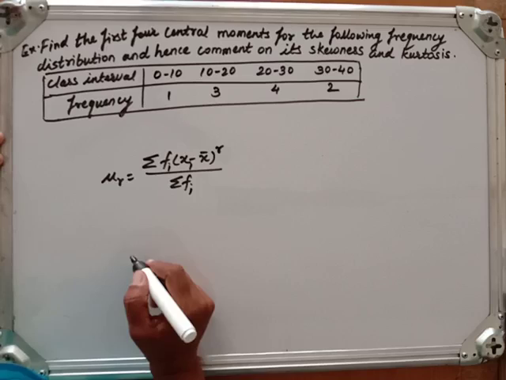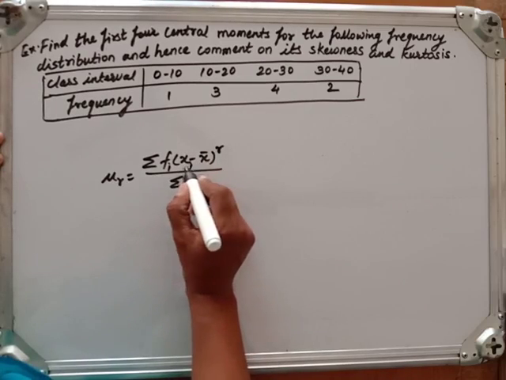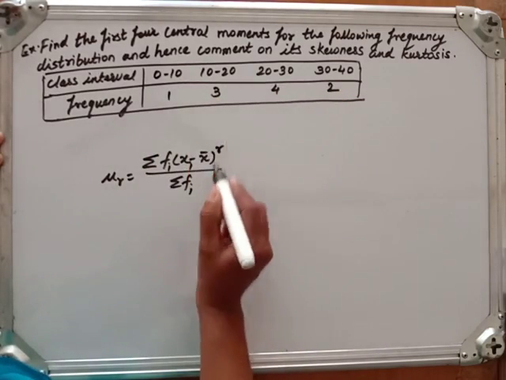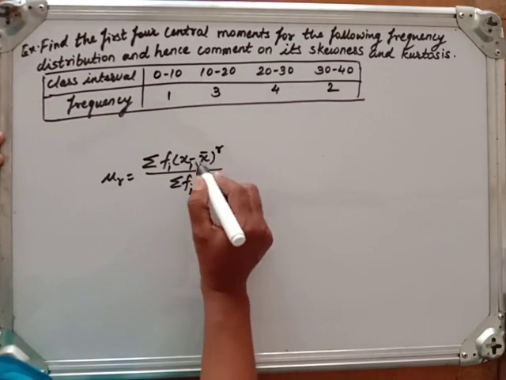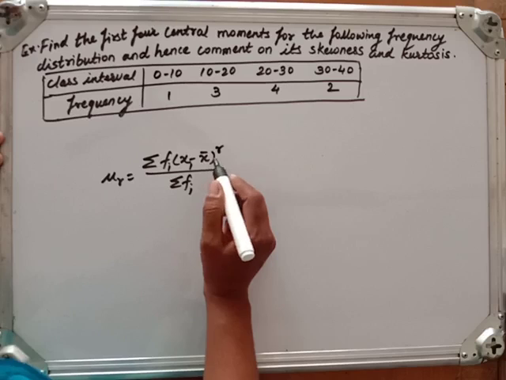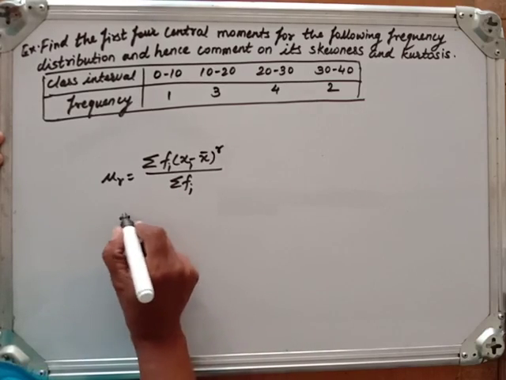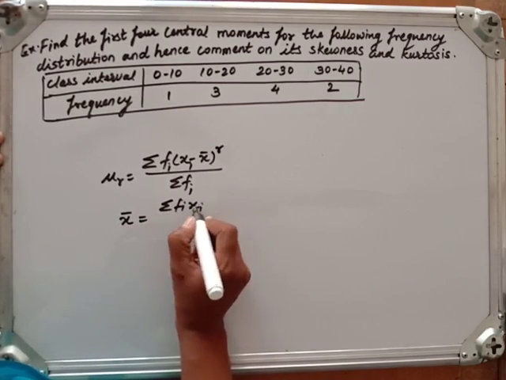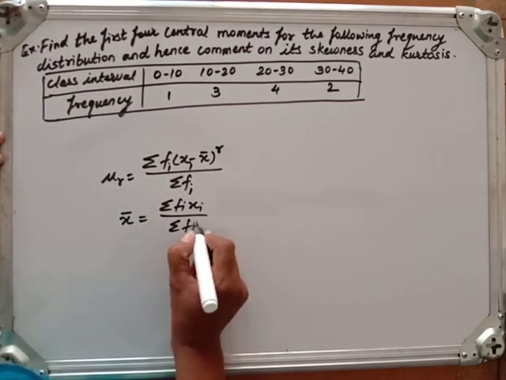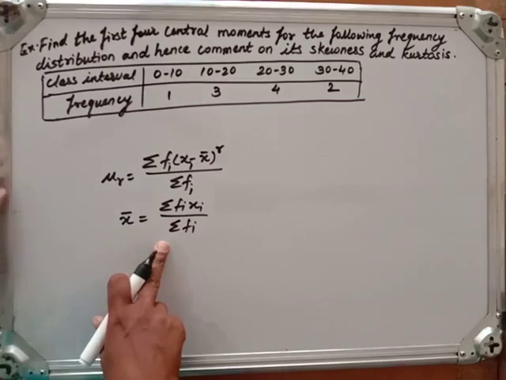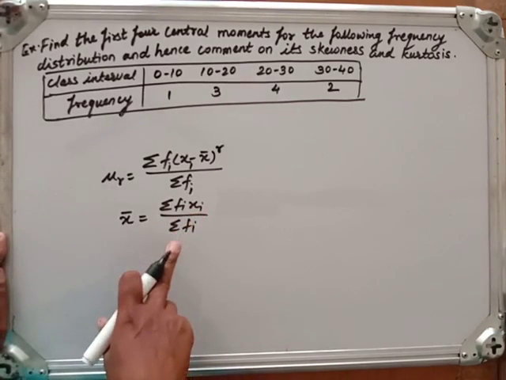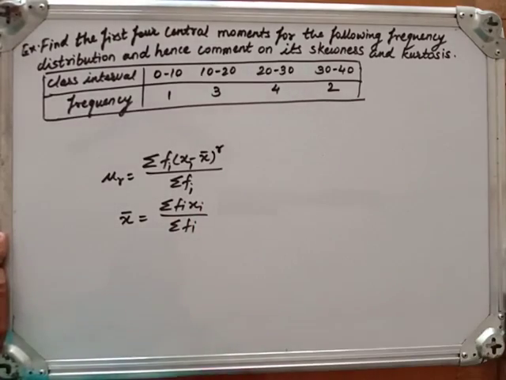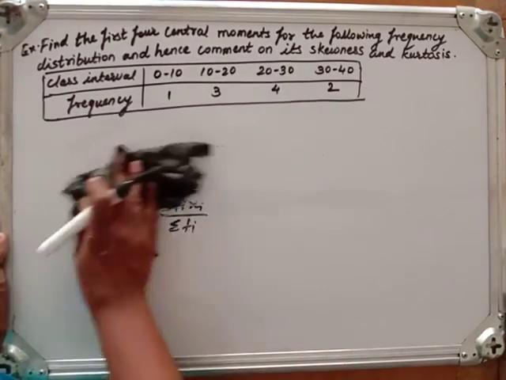This is our result. So first of all we need to find xi. Xi is the class mark for these classes. These are continuous classes. X bar is again the mean. The result for x bar is summation fi xi upon summation fi. So first of all we will go for xi, then find the mean, and then we will go for the central moments. Okay.